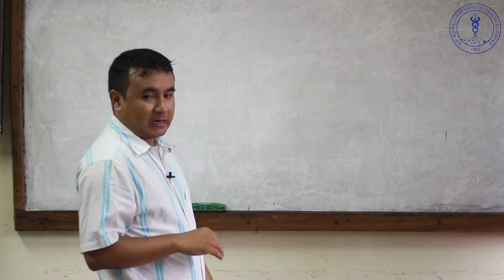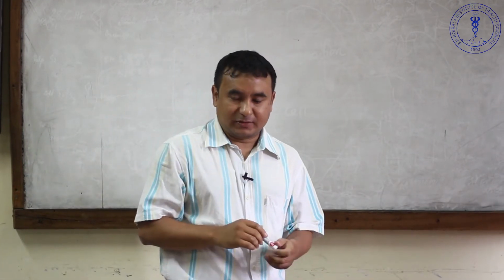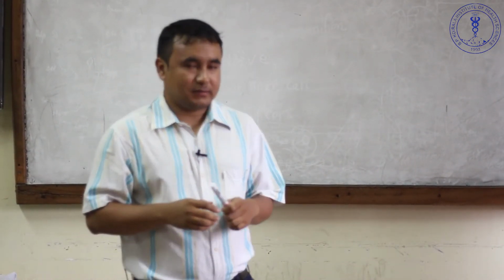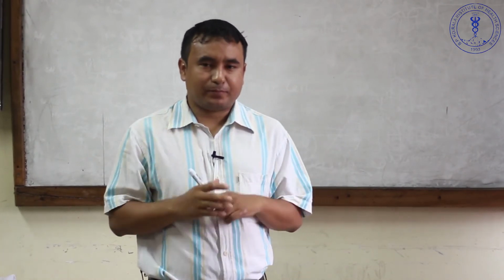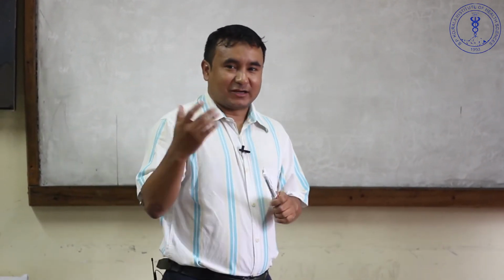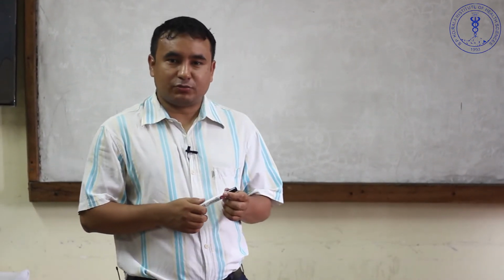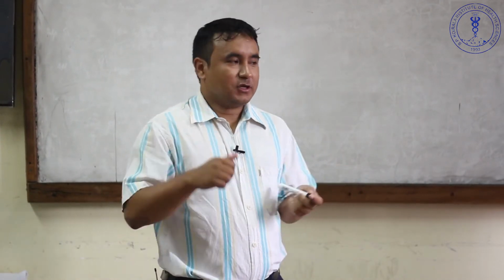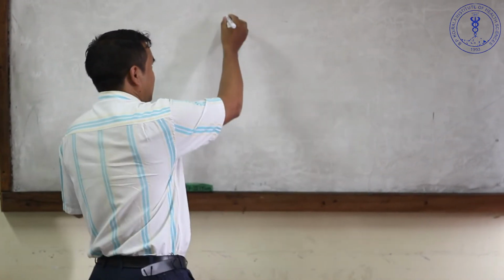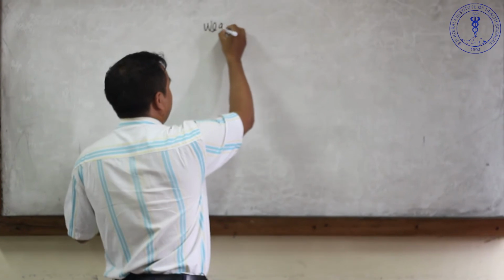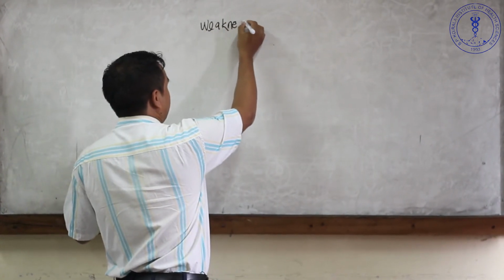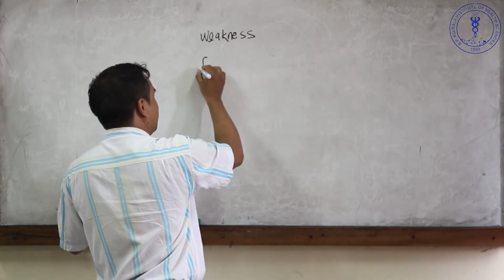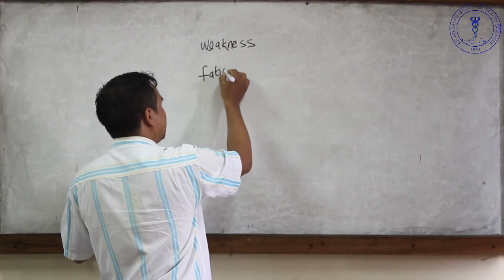So after this basic neuroanatomy, we will discuss some terminologies that will be useful while approaching a patient with motor weakness. One terminology is: what is weakness? Then another terminology is: what is fatigability?